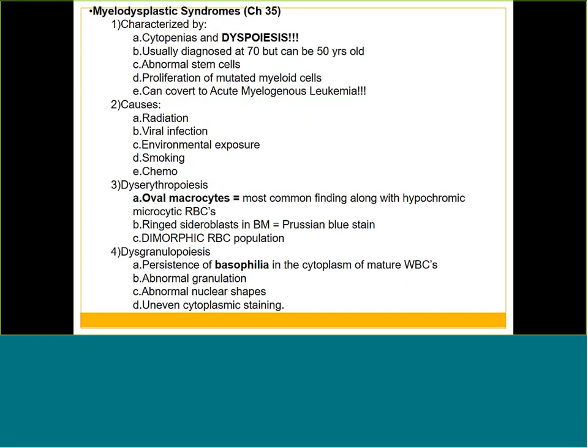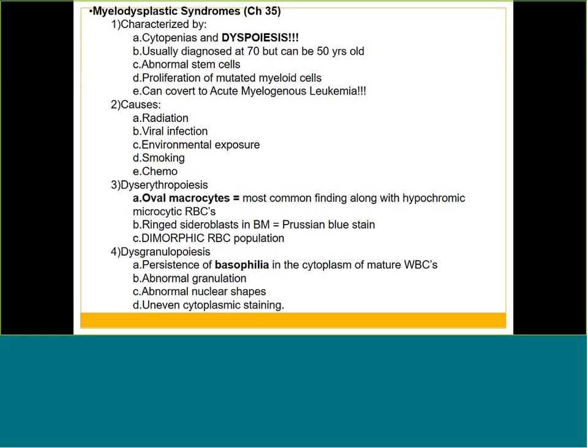So let's go to some of the changes, the dyspoiesis changes that you might see in the cell lines. In the erythrocyte line, the dyserythropoiesis, you're going to get oval macrocytes. So we will see microcytic hypochromic red cells and those oval macrocytes leading to what we call a dimorphic red cell population. In the bone marrow, if you were to stain that with Prussian blue stain, you would also see ringed sideroblasts. Some of the myelodysplastic have more than others on that.